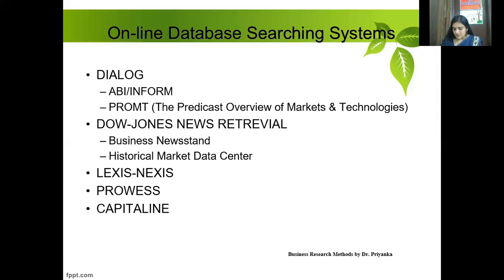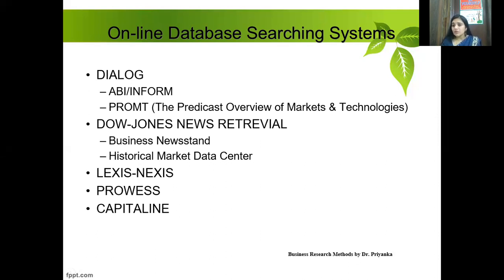There are databases available. Number one, Dialog, ABI Inform, Prompt, that is Predicast, overview of market and technologies. Dow Jones News Retrieval, Business Newsstand is available there. Historical Market Data Center is available there for profits, profit laws, and for social responsibilities, for governance and everything related to the organizations. Then LexisNexis is there. Then Provis database is there. Capitaline is there.